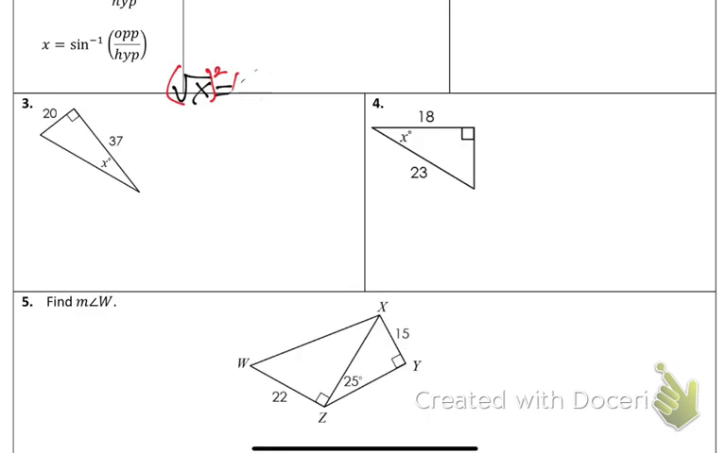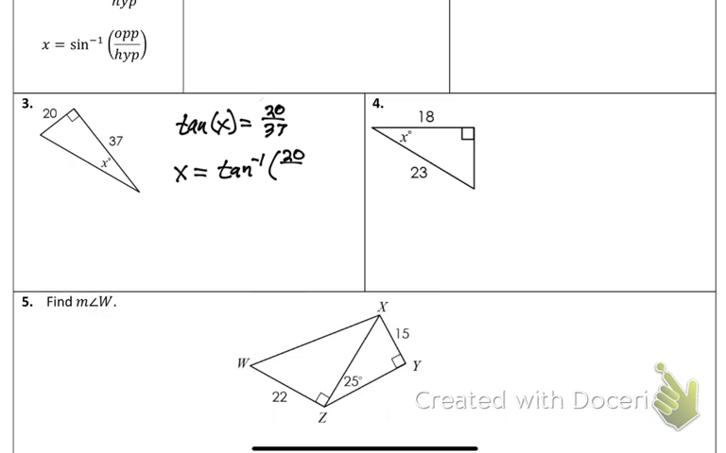All right, our next one. Sine, cosine, or tangent? Cosine, sine, tangent, sine inverse, cosine inverse, tangent inverse. We're going to use our tangent inverse, because I'm missing an angle. So I know I need to use tangent of x equals TOA, which is opposite over adjacent, which should reduce down to x equals tan inverse of 20 over 37.